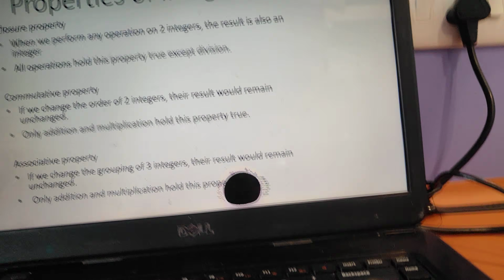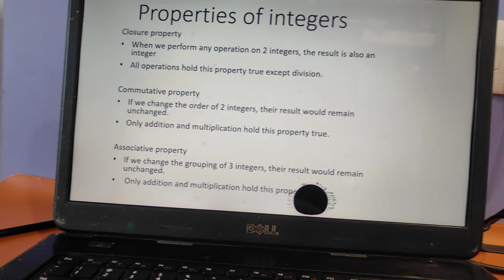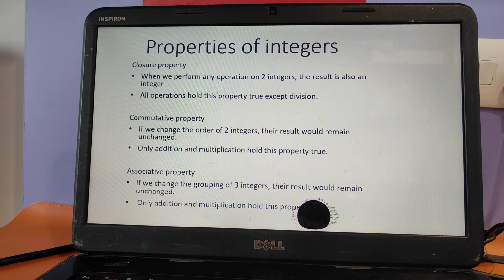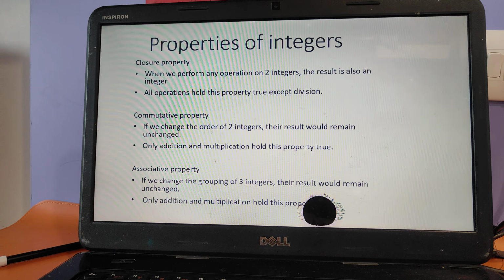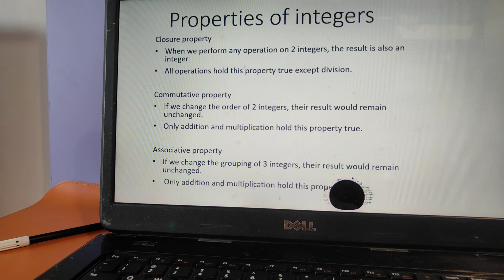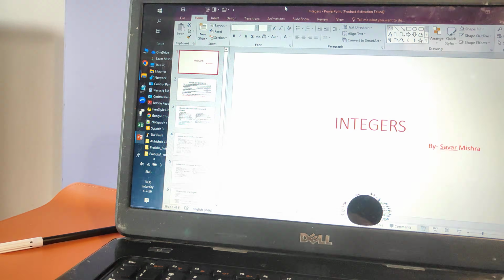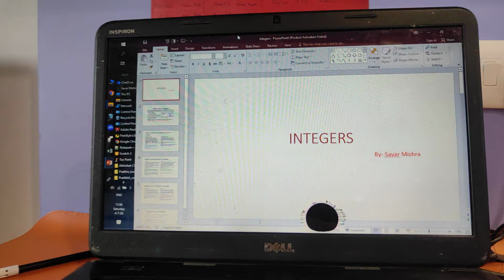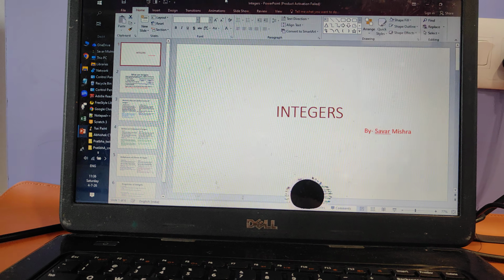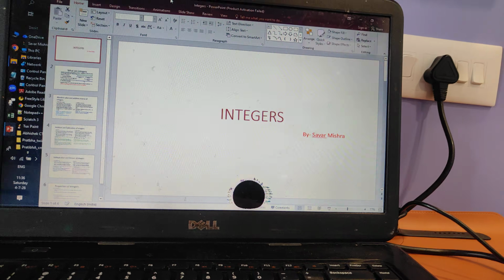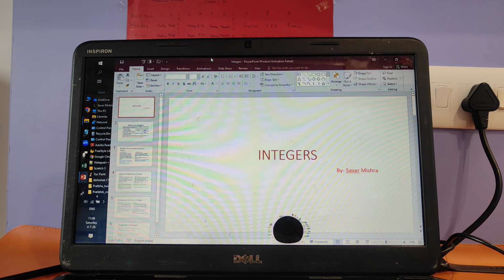Again, only addition and multiplication hold this property true. In subtraction and division, if you change the grouping, your answer would change. So that's the integers. They are very interesting, but you have to take care with the addition, subtraction, multiplication and division.